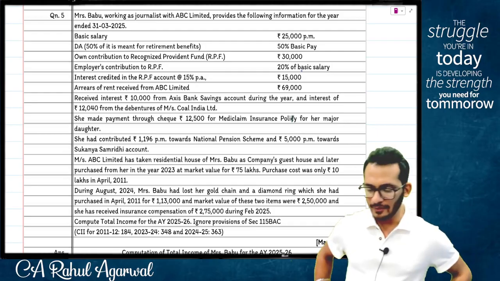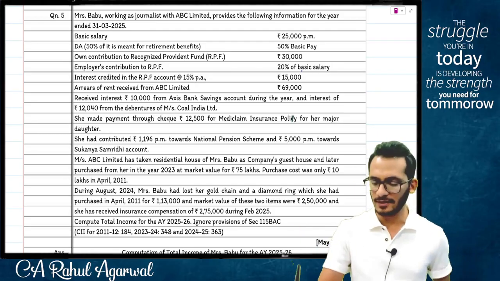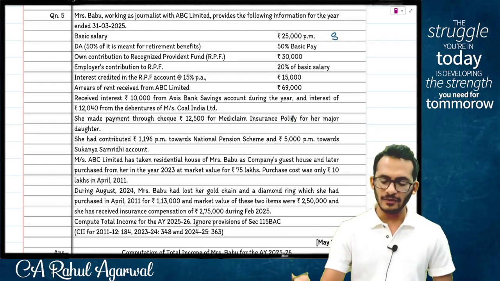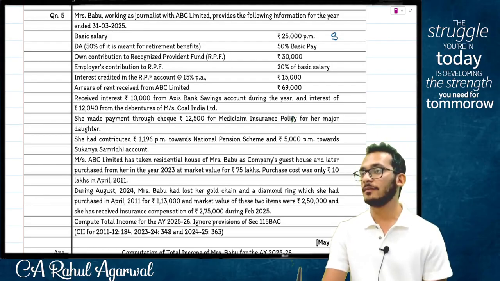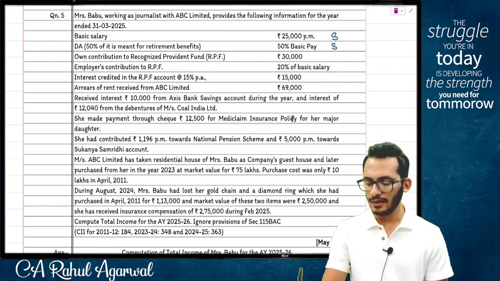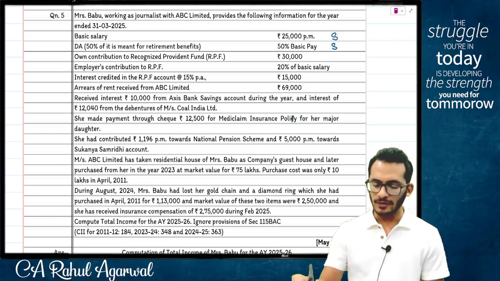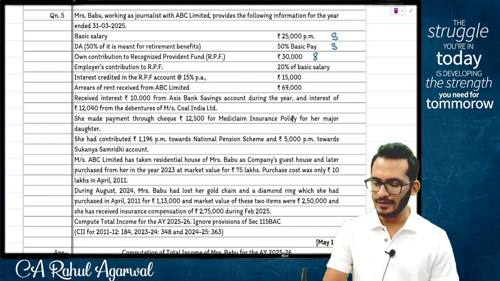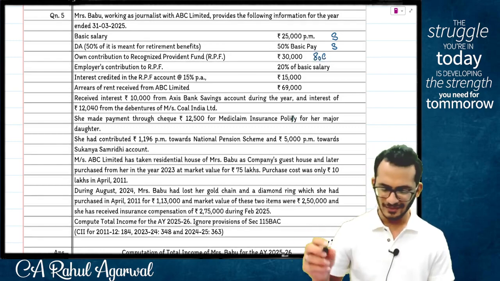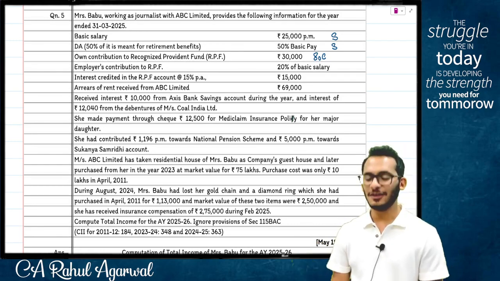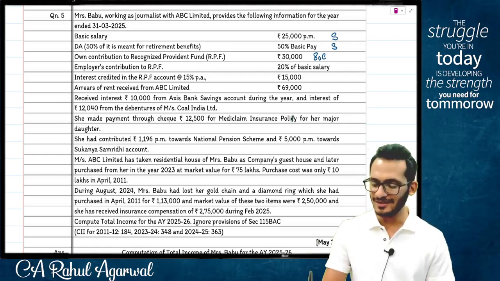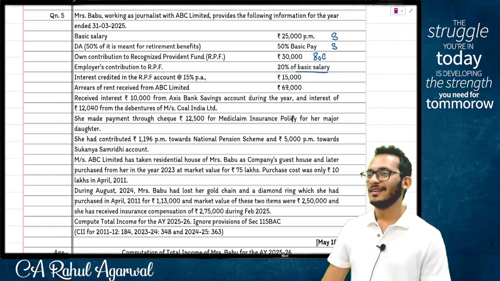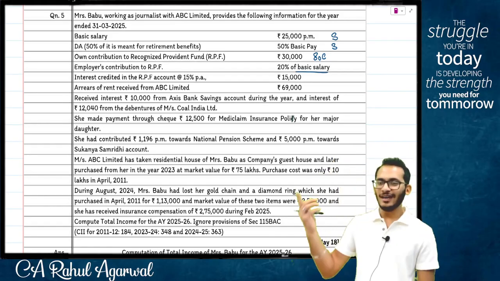Looking at the facts, people, I have a basic salary of 25,000 per month, taxable under salary. I have DA 50% as forming part, taxable for full 100%. Own contribution to RPF is 80C. Employer's contribution to RPF is 20% of basic salary. Again, 12% of salary is allowable.